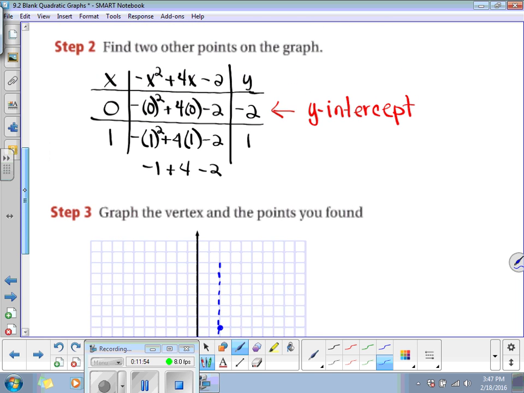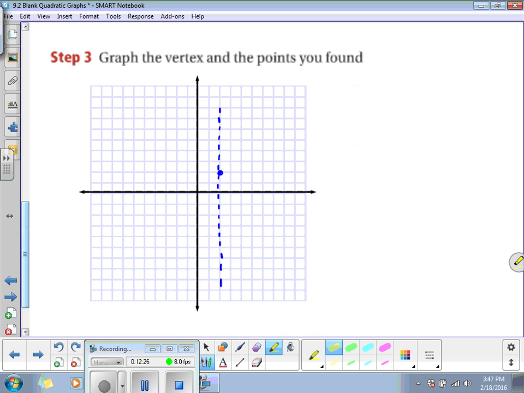Now, looking at your equation right here, is your parabola going to open up or down? It will open down. Why will it open down? It will open down because A is negative. Very good. So, we know that our vertex is there and it's going to open downward.